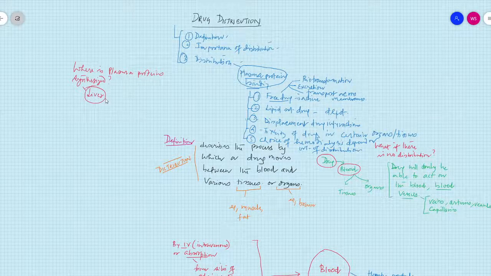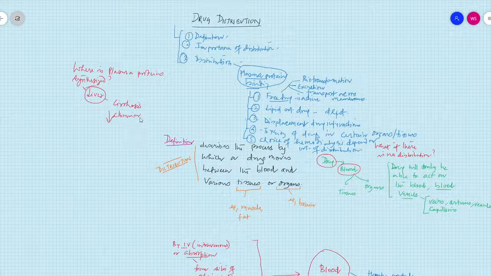So for example, what could be the disease? Say cirrhosis, or a chronic alcoholic who has cirrhosis. So what will happen? Albumin would decrease. If albumin decreases, what happens? Plasma protein binding would decrease. Now if plasma protein binding decreases, what will happen? Free drug levels will increase. So dosage adjustment needs to be done.